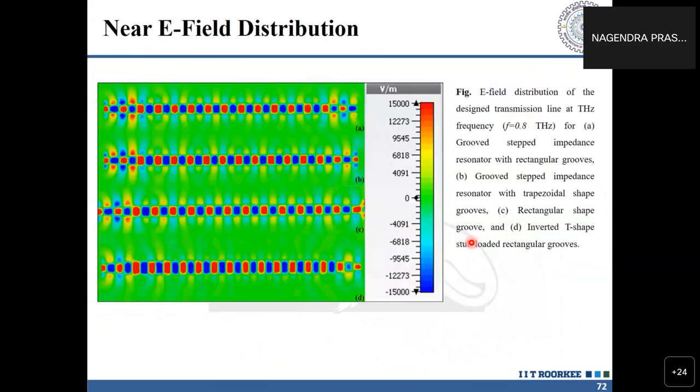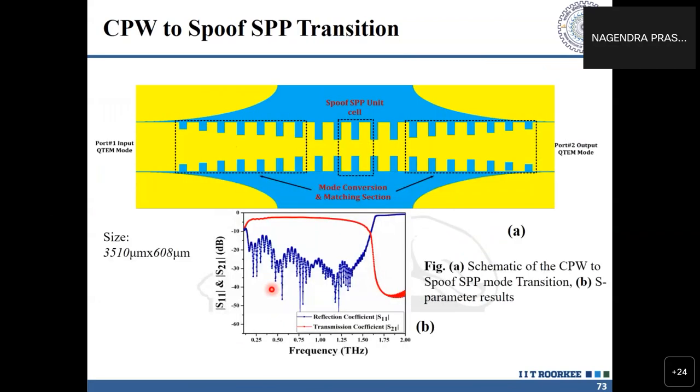You can see the field confinement in different structures. You can observe that it is tightly confined in the structure when it is the SSPP mode. Once the mode is converted, initially you can see very poor confinement because the mode is not an SSPP mode, but once it is an SSPP mode, for example in D, you can see more confinement. Different types of structures were analyzed to know which one is better.